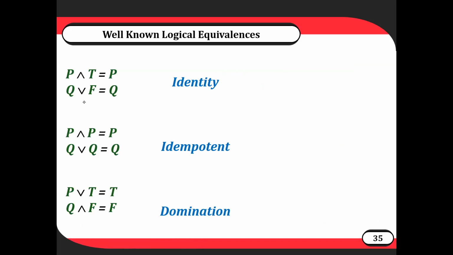So here we have what's called the identity rule. If we have a proposition P and true, then it's always equal to P. We can, in a sense, look at the truth table for this. If we have true and false for P, and then in this column we have P and true. So we have true and true, which is equal to true, and we have false and true, which is equal to false. So P and true is logically equivalent to P, right?